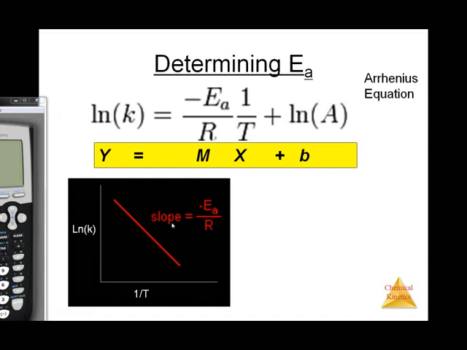And that straight line has a slope of the negative of the activation energy over R. Okay, so if I plot the data, log of k versus 1 over T, find the slope of that line, I can calculate my activation energy. So let's try that.